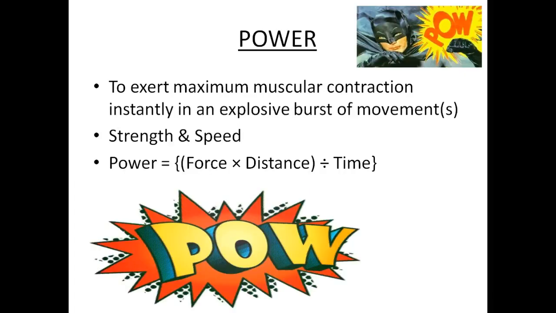Then we've got power. This is a maximal muscular contraction that's explosive in nature. So it's a combination of speed and strength. Okay, and we can show this: power equals force times distance divided by time.